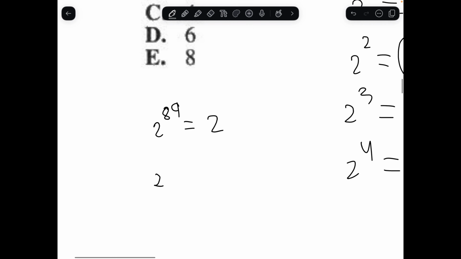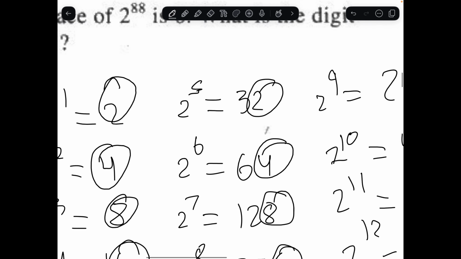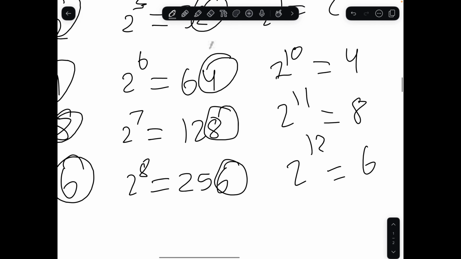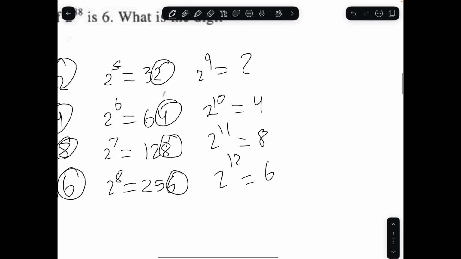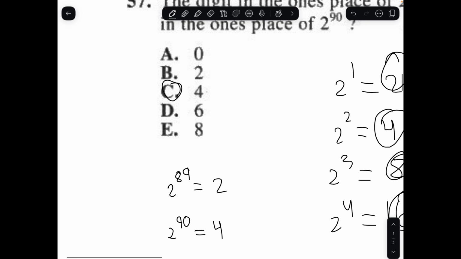And then 2 raised to the power of 90 is going to be 4, because after 6, it's going to follow 2, 4, 8, 6 again. And then after 6 again here, it's going to go back to 2, 4, 8, 6, right? So, which means the answer is C.